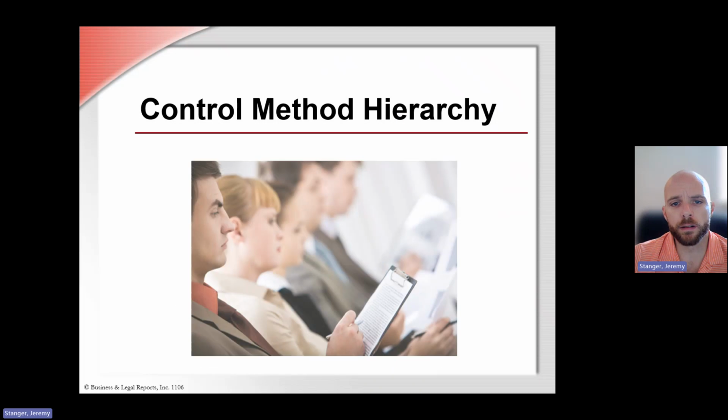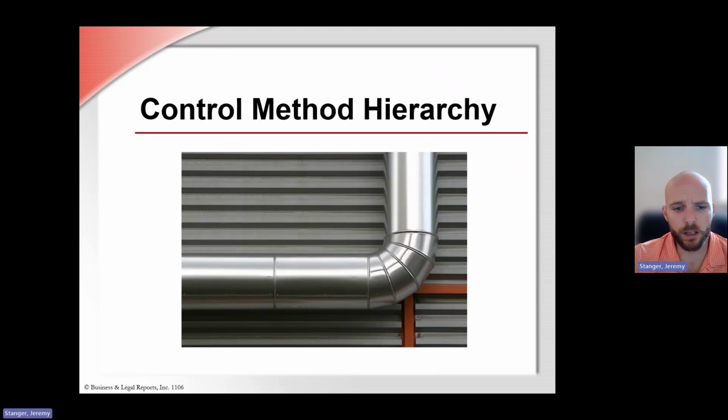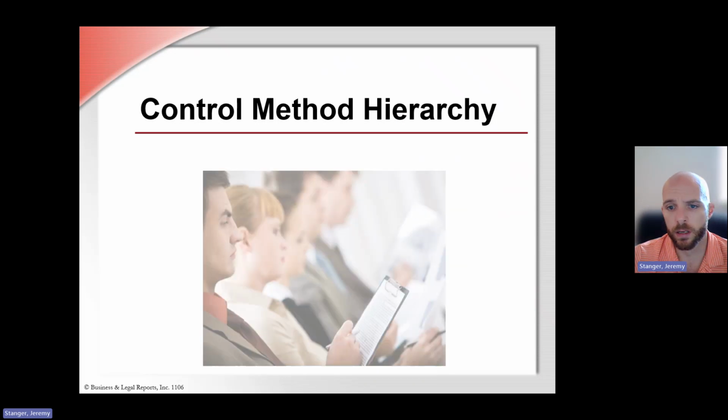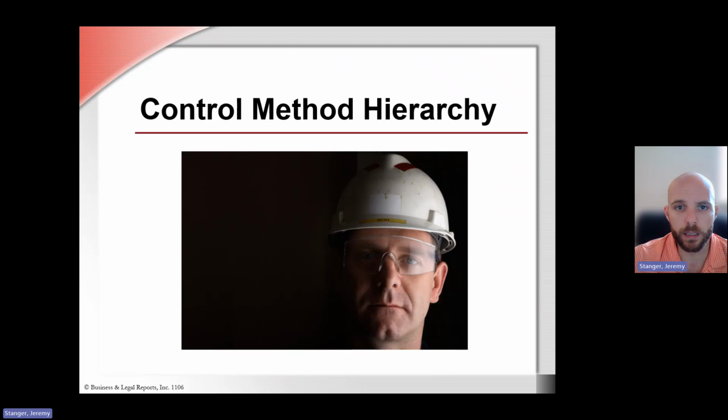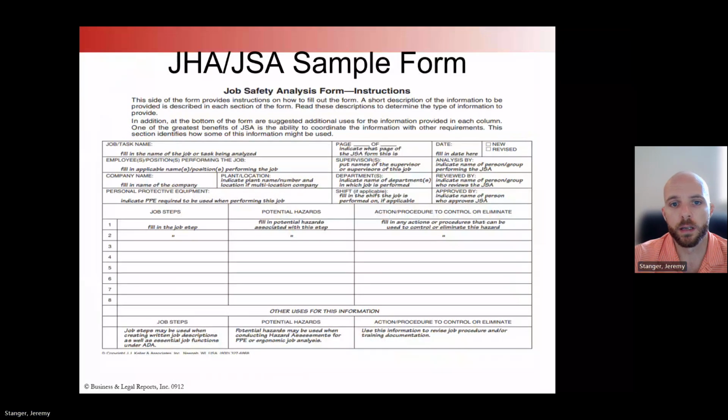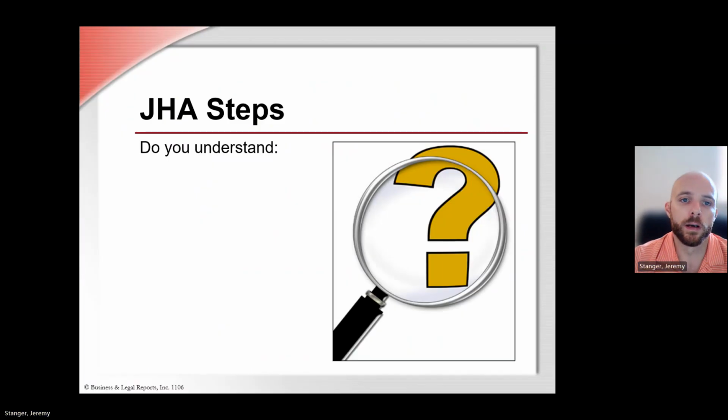Control method hierarchy, right? So pictograms, engineered controls, substitution. Maybe we have administrative controls, and then last we have PPE, right? Just that in a nutshell. Here's one example form. And then a recap here.